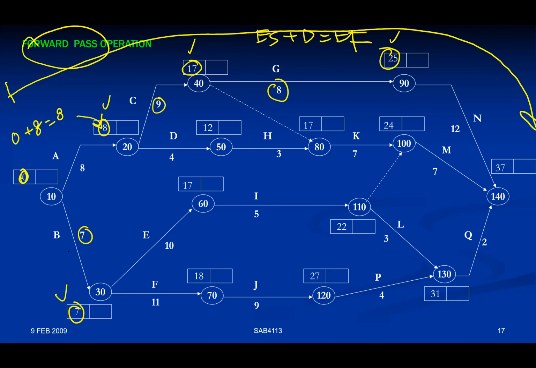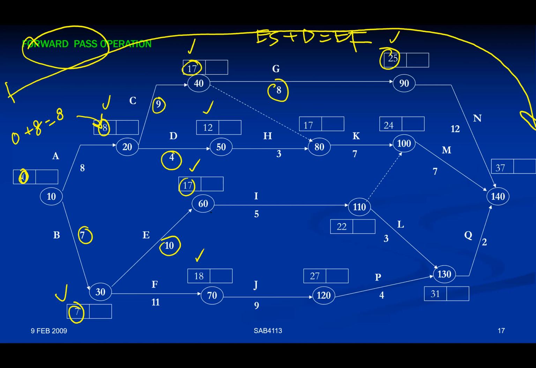How about D? 8 plus 4 equivalent to 12. Then how about E? 7 plus 10 equivalent to 17. How about F? 7 plus 11 equivalent to 18. So you have already finished A, B, C, G, D, and then E, F.